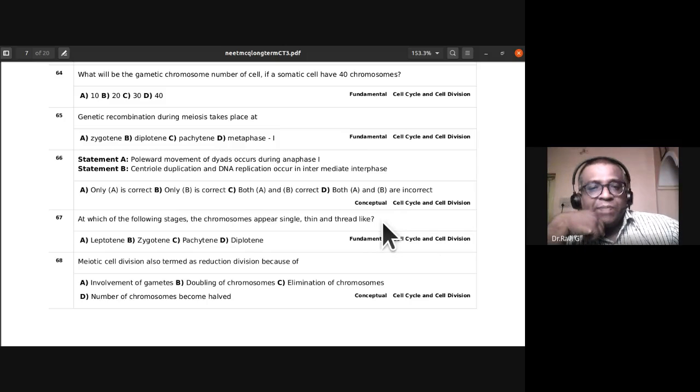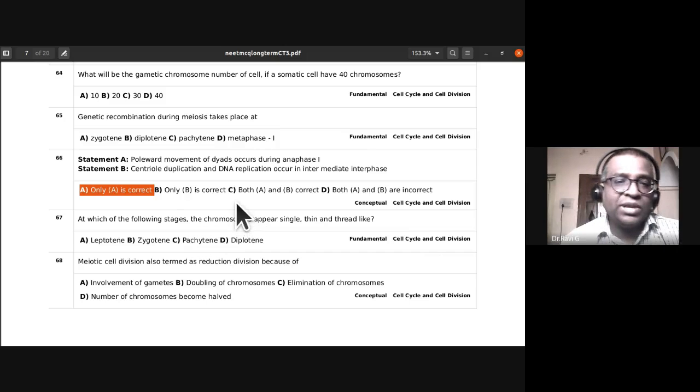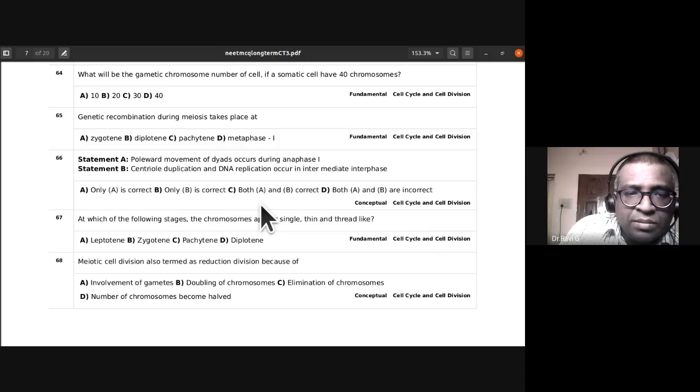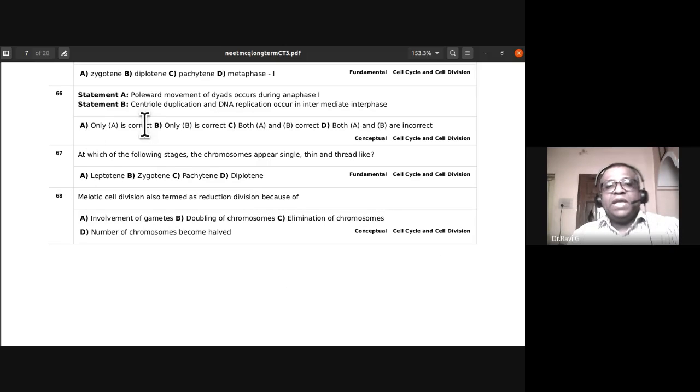See, statement B I know is wrong. Intermediate interphase, it won't happen there. Okay. Centriole duplication doesn't happen in intermediate interphase. That is not going to happen. So only A is correct. What is the choice that they have given in the answer key? Please cross check that. Option A, sir. Okay. Only A is correct. Why, sir? B is incorrect.